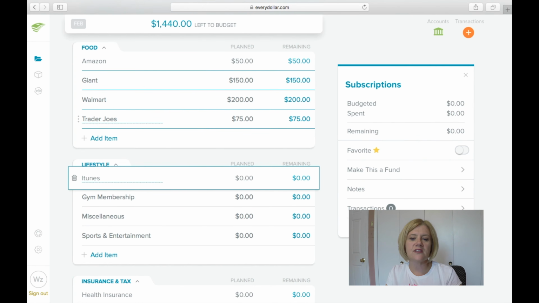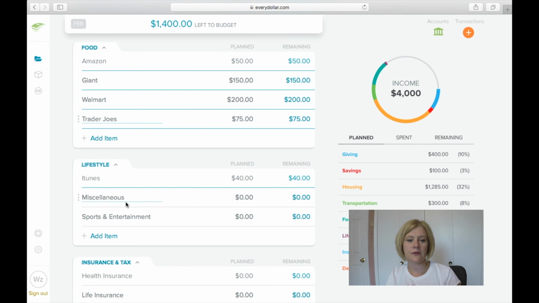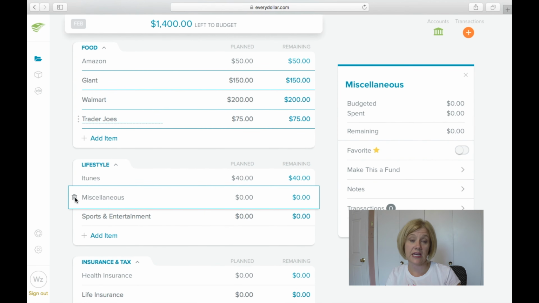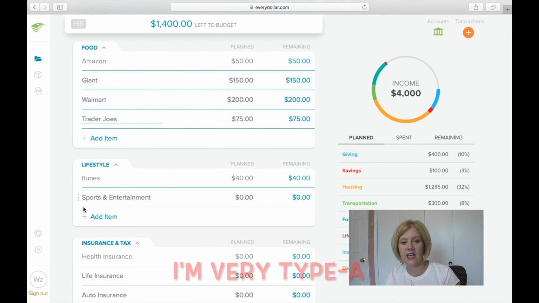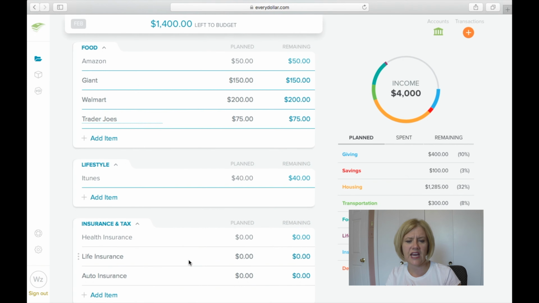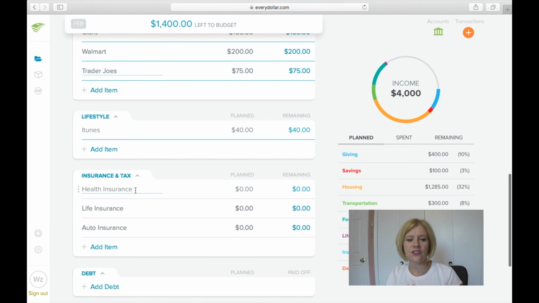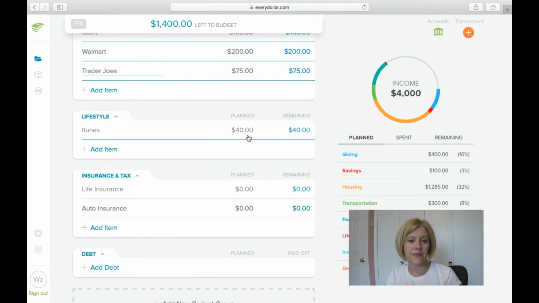So we have several subscriptions involved with iTunes for a total of about $40 a month. We do not have a gym membership because we both are runners. So we delete the gym membership. And I never have a miscellaneous category because miscellaneous makes me upset. So we delete that. And sports and entertainment, this is too vague of a category for me, so I delete that. So then our health insurance comes out of our paychecks, so we don't put anything in there.